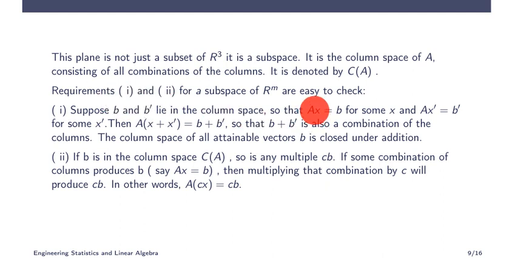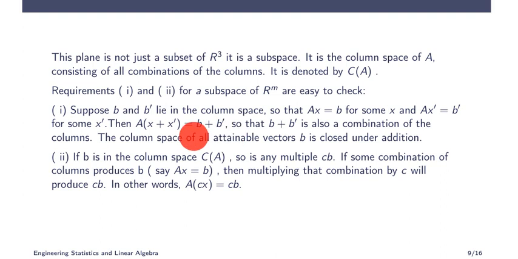So we know that Ax is equal to b because b is in column space, and we know that Ax' is equal to b' because b' is also in the column space. Now if you add these two, on the LHS you have Ax plus Ax', A can be taken outside, A times (x plus x'), and on the RHS b plus b'. Now you can see that A times something is equal to b plus b', so what does it mean? This is also part of the column space of A. That is why b plus b' can be written so, and it is closed under addition.